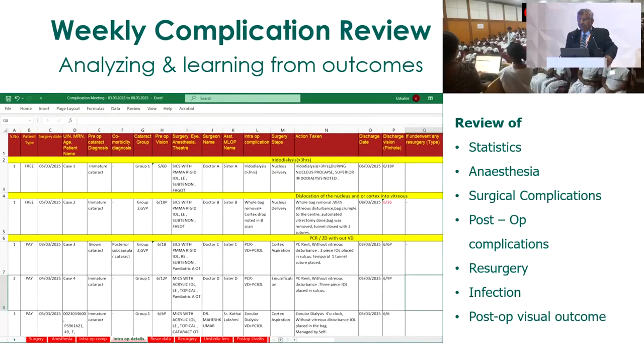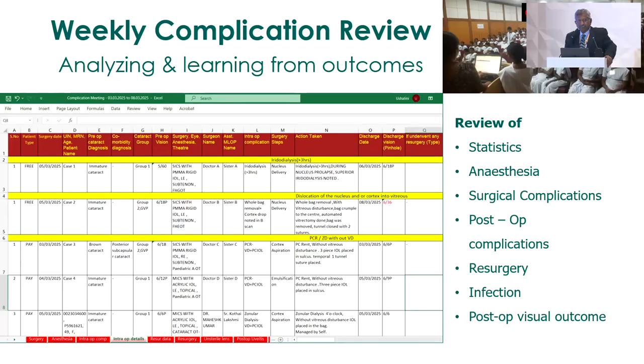So anyway, what do you do with this information? You have a lot of information. So we have weekly review meetings. What do we review actually in this meeting? We look at the patients who had surgical complications, patients who had a post-operative complication, and patients who had resurgery. When there's a complication, why did that complication happen? Is there anything we could have done to avoid that complication?